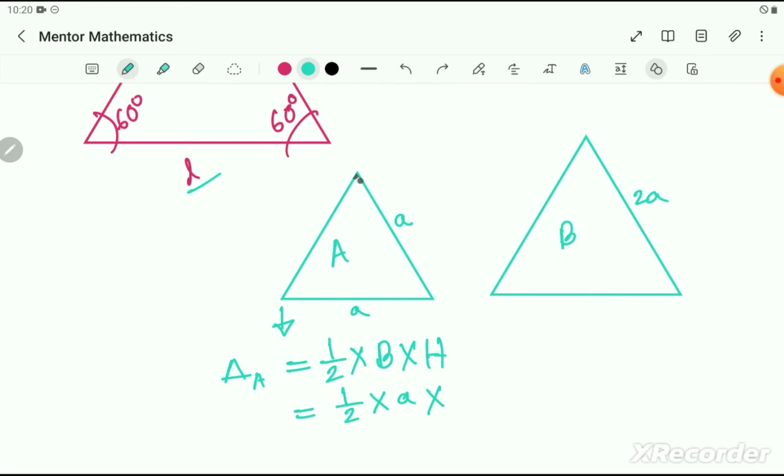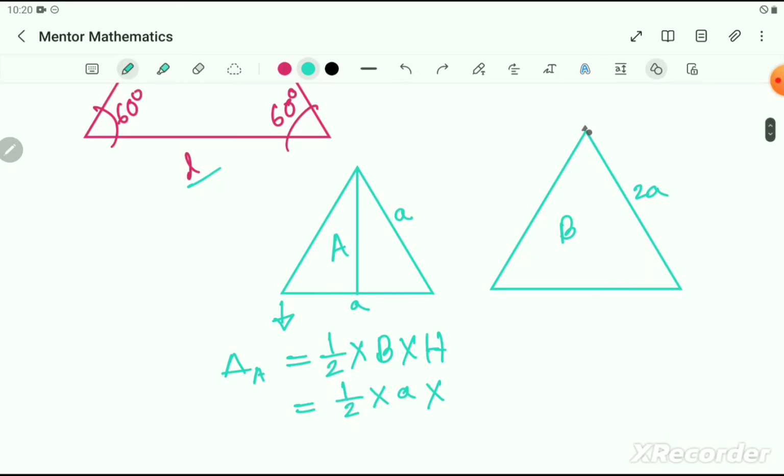Okay, let's draw it in a better way. We can draw the height of triangle B as well. We can draw it in a better way like this. Okay, perfect.